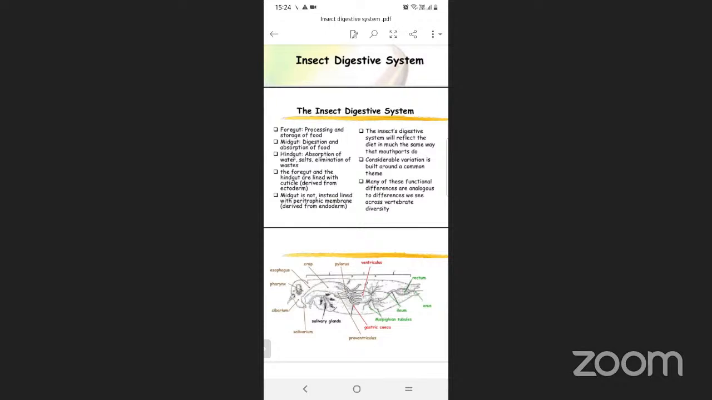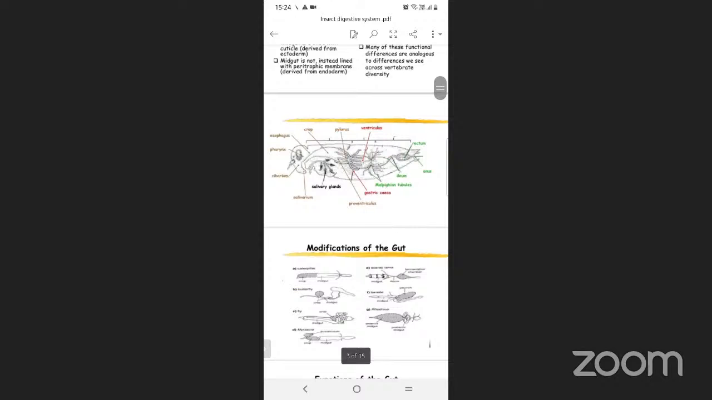And here also, modifications of the gut like caterpillar, Orthoptera, Diptera, Lepidoptera, Hemiptera, all these are given in the same way. And the gizzard has teeth-like structures that help in mastication of the food.